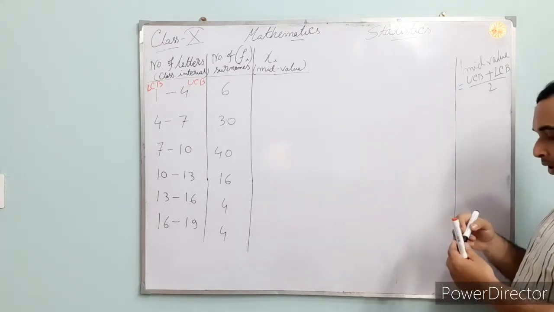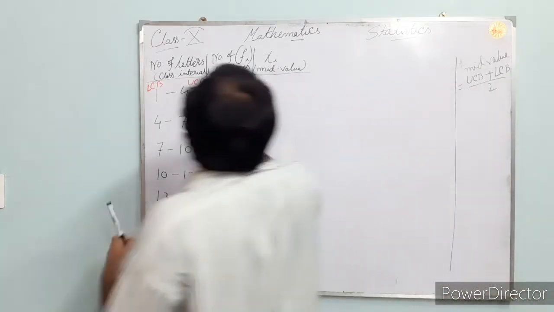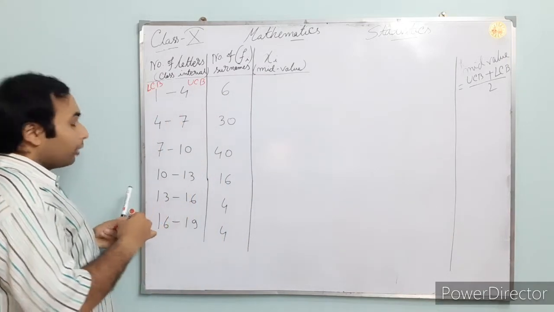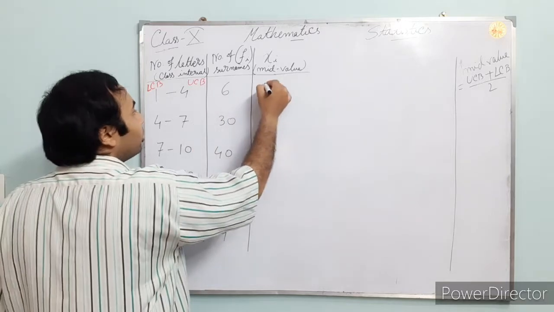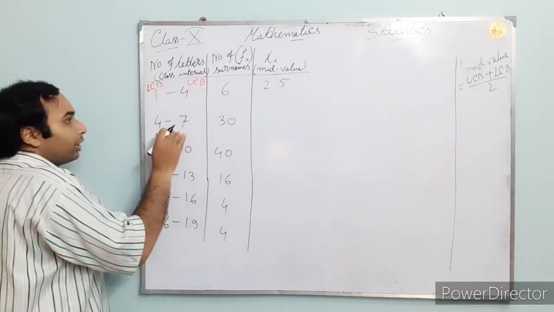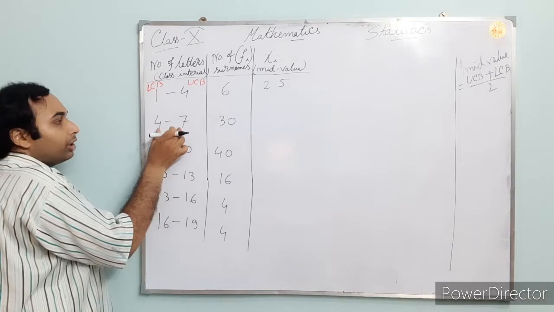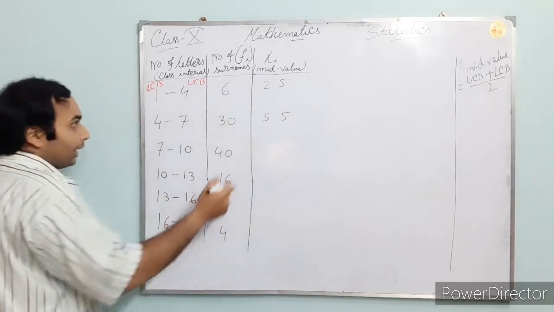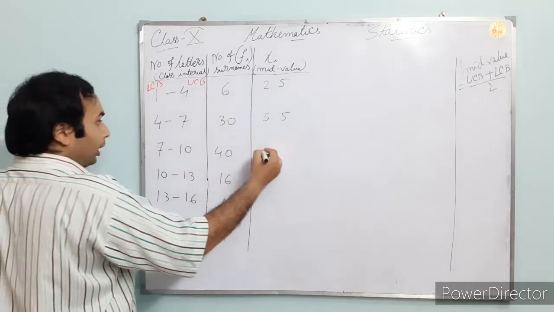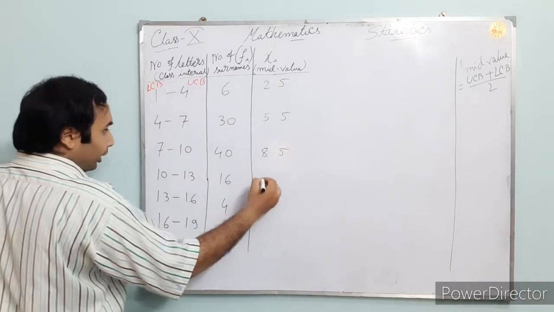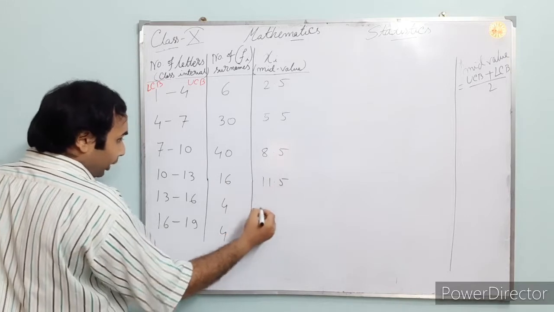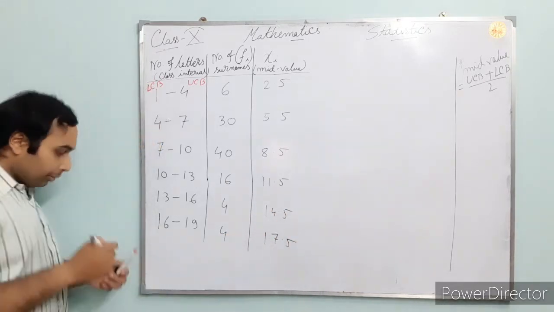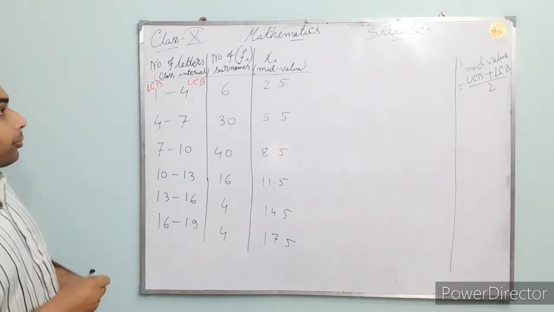So here, 1 plus 4 equals 5, by 2, it is coming 2.5. 4 plus 7 is 11, 11 by 2, so it is coming 5.5. And like that only: 5.5, then here 8.5, then here 11.5, then 14.5, then 17.5. Actually you have to see the class width.